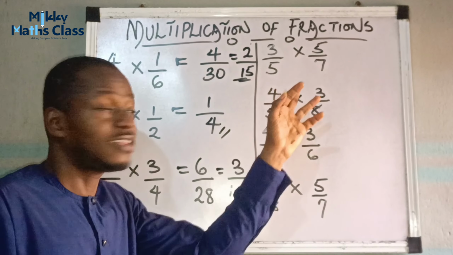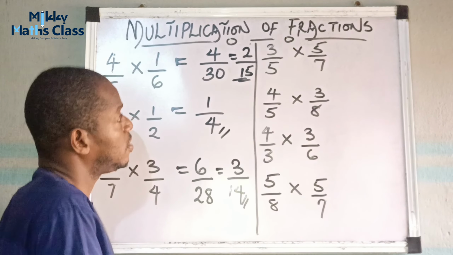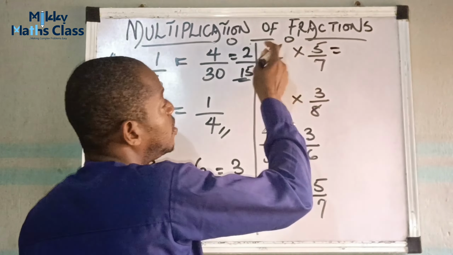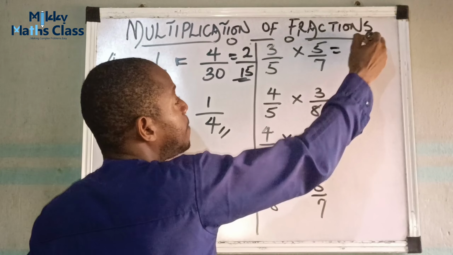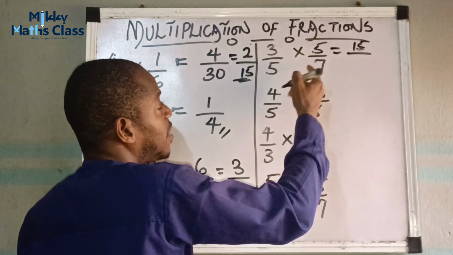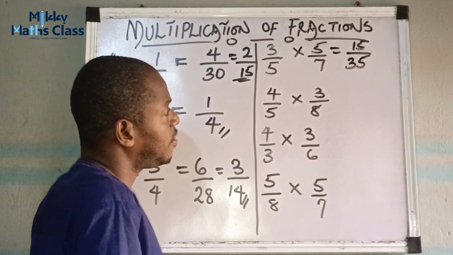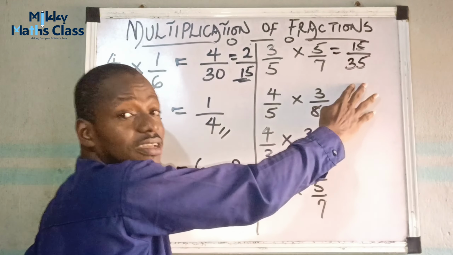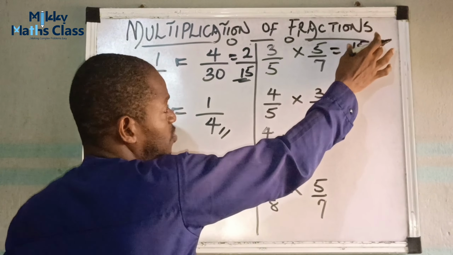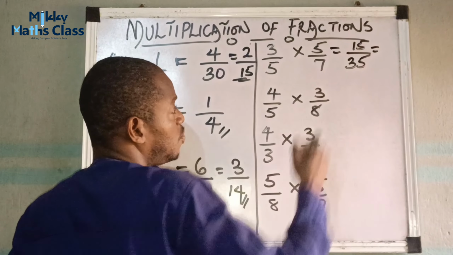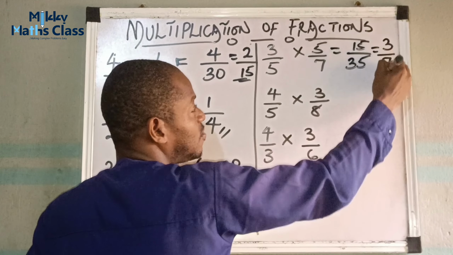Let's look at this other side. 3 over 5 times 5 over 7. So we go again. We multiply the numerators. 3 times 5, that's 15, over 5 times 7, that's 35. Something can divide 15 and 35. I will use 5 to break them down. 5 here will give me 3. 5 here will give me 7.